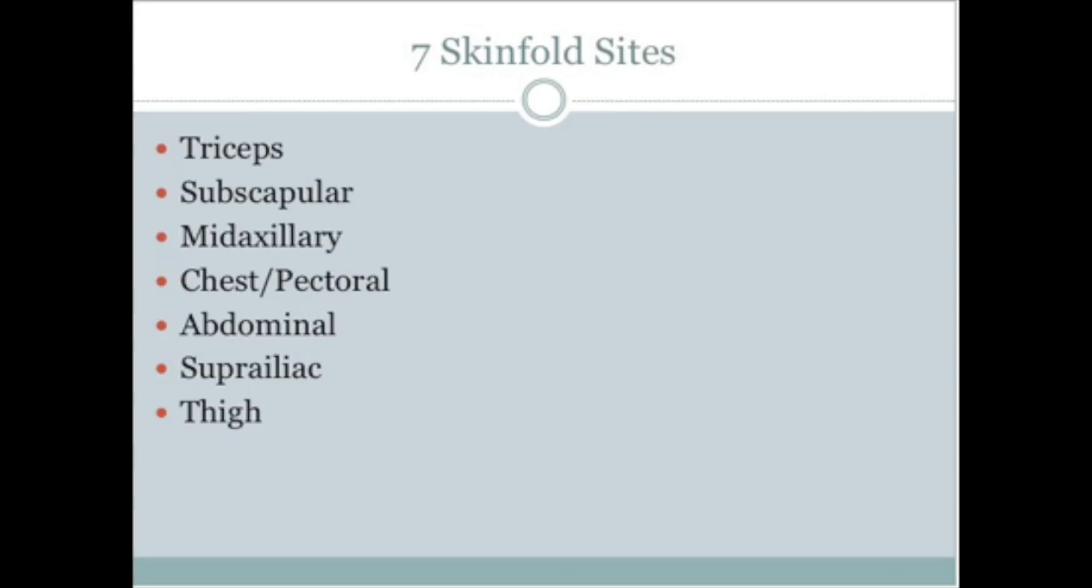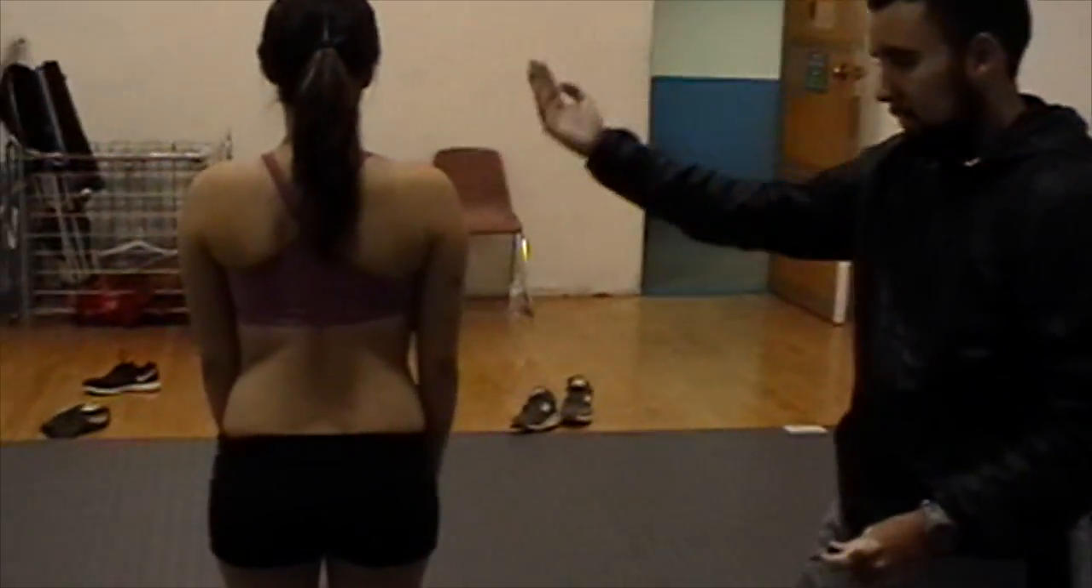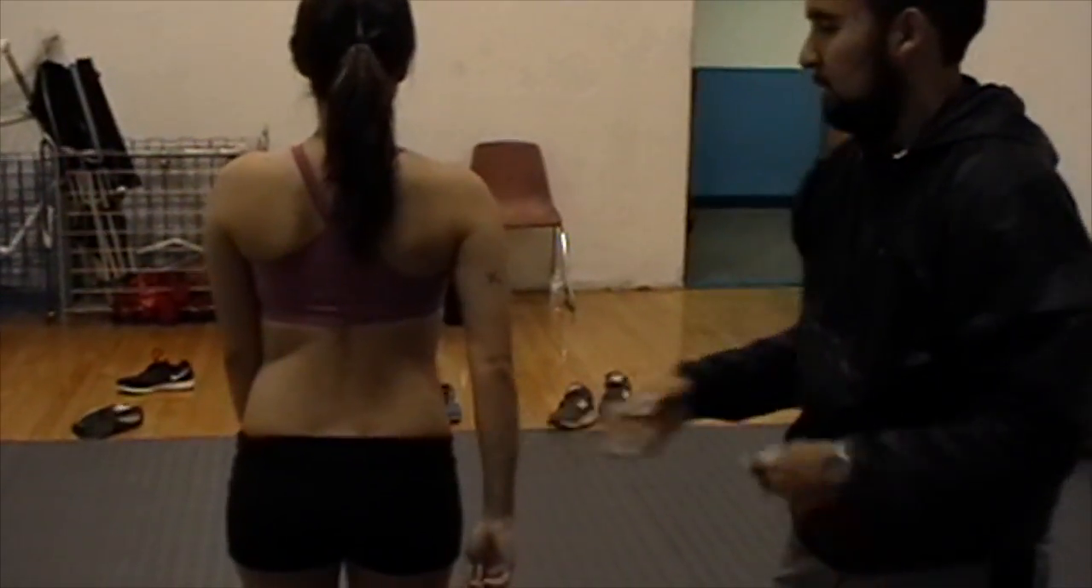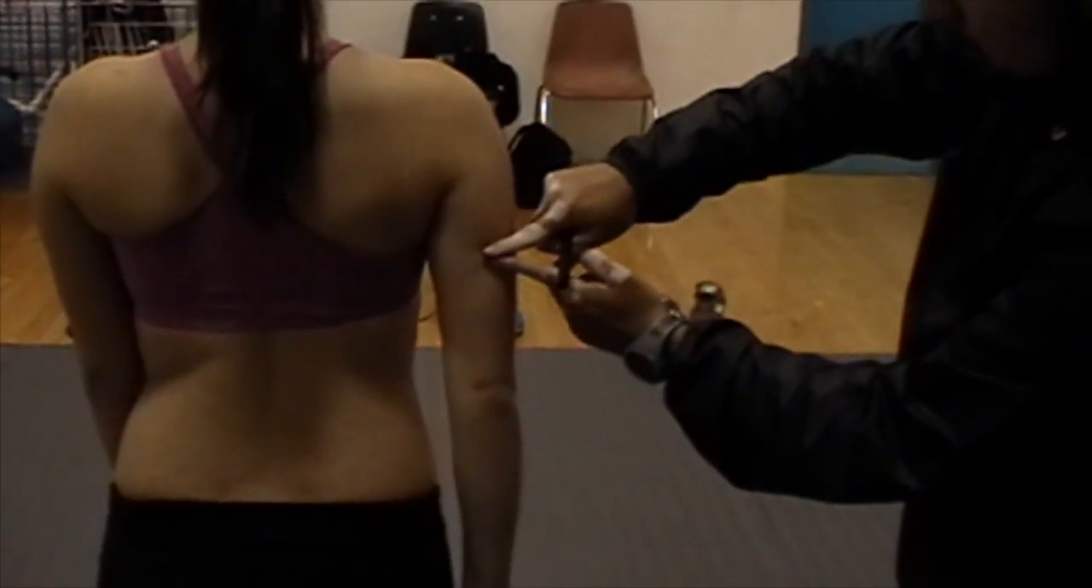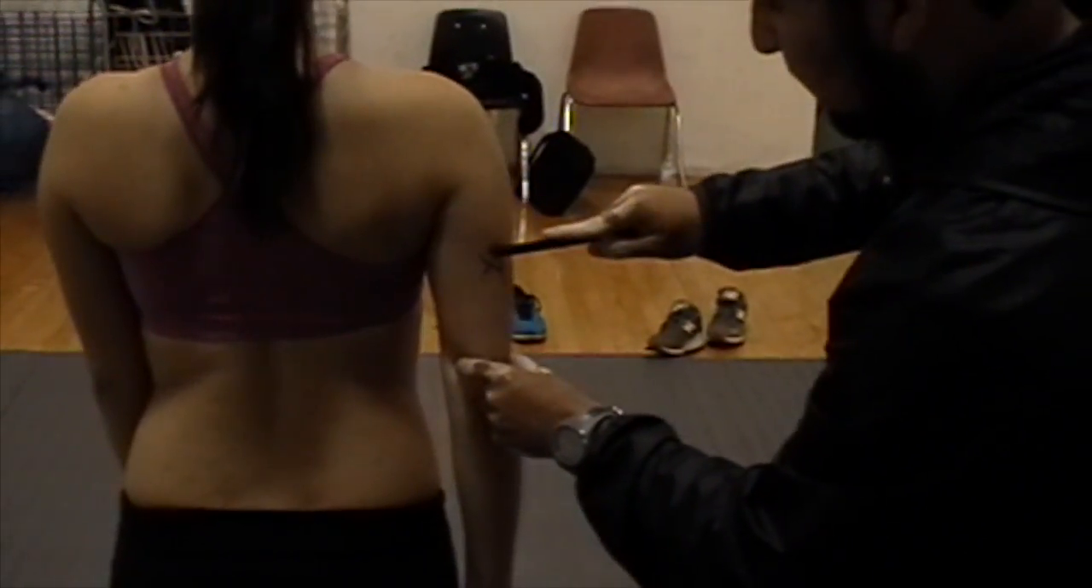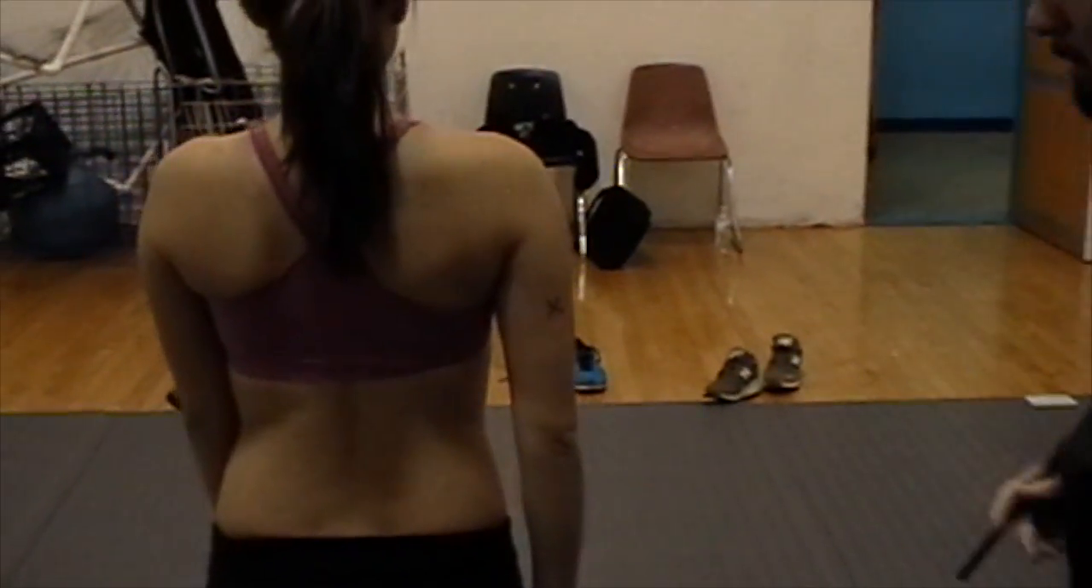The 7 skinfold sites are the triceps, subscapular, mid-axillary, chest pectoral, abdominal, suprailiac, and thigh. All measurements are to be taken on the right side of the body, with the arm held freely to the side of the body. First is the triceps. It is a vertical fold on the posterior midline of the upper arm, halfway between the acromion and olecranon process.